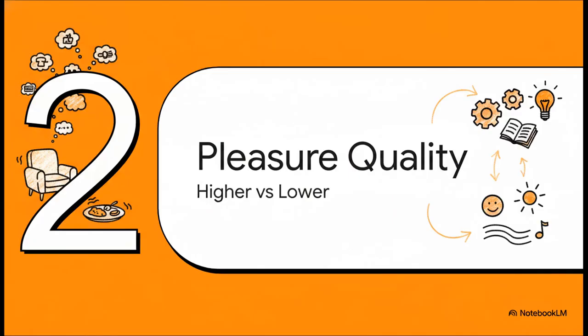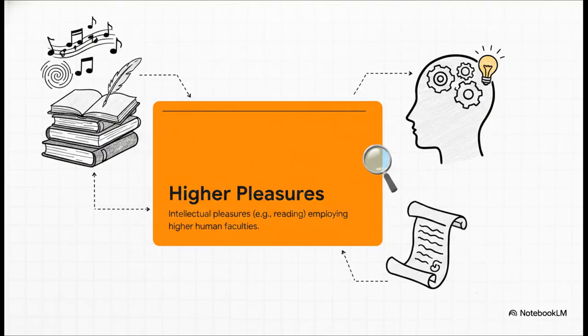Which brings us to Module 2, Higher and Lower Pleasures. This is really the beating heart of Mill's whole philosophy. Now, you're going to want to lock in this exact definition for your exam. Mill coined this idea of higher pleasures. What are they? They are qualitative, intellectual pursuits that allow human beings to fulfill their highest potential.